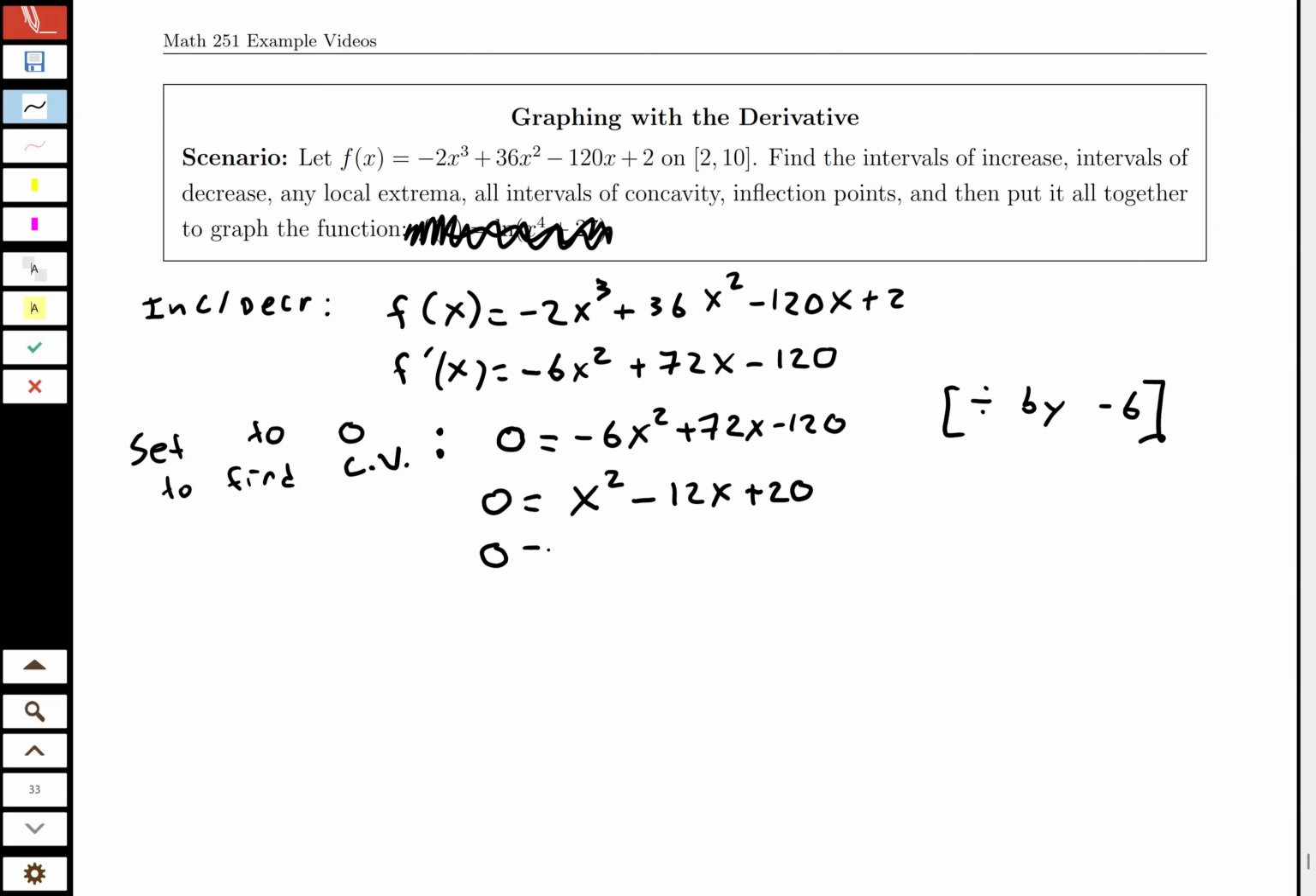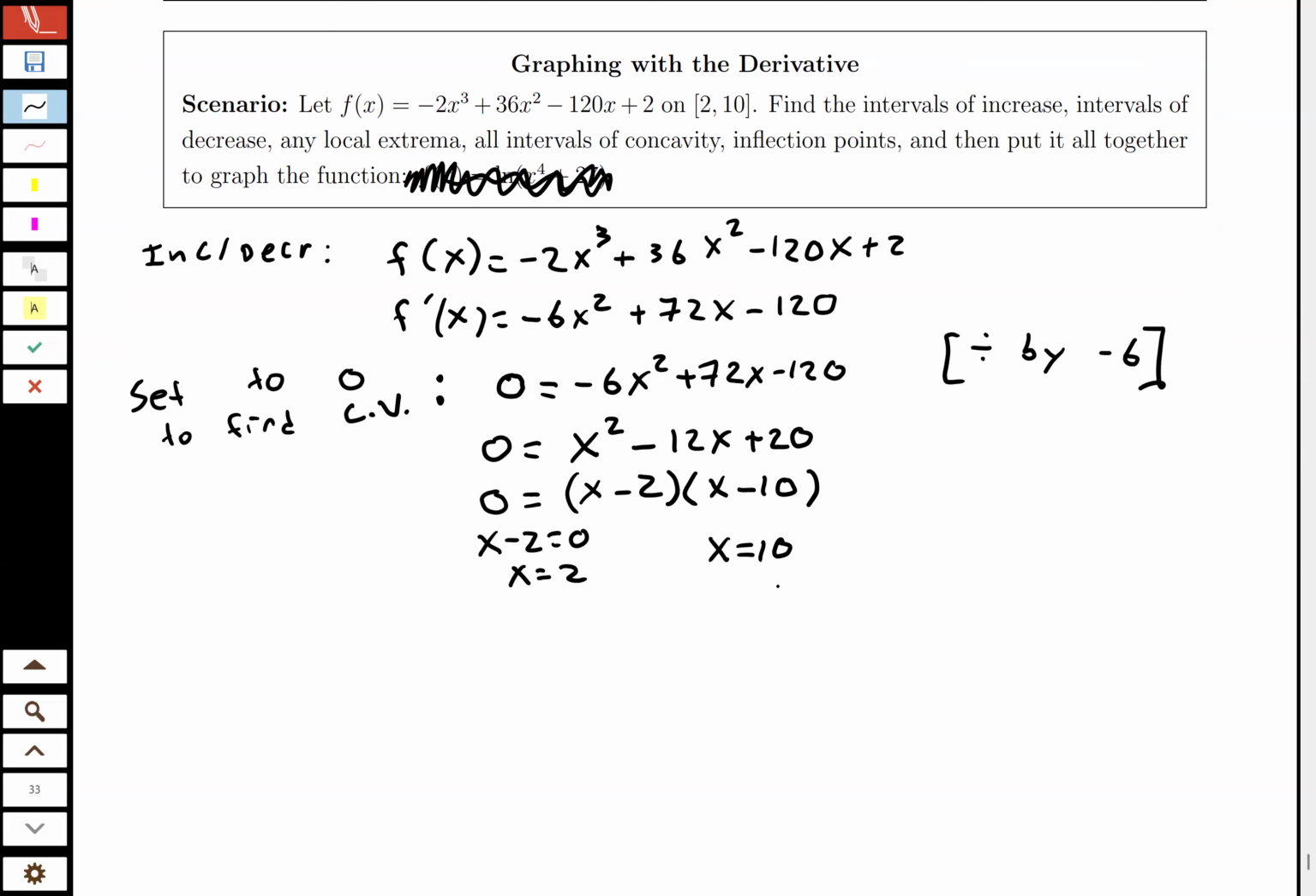I'm looking for two numbers that multiply to give me 20, but add to give me negative 12. Those numbers are going to be negative 2 and negative 10. Negative 2 times negative 10 is 20. Negative 2 plus negative 10 gives me negative 12. Setting each of these pieces equal to 0 and solving tells me something interesting is happening at 2 and something interesting is happening at 10.